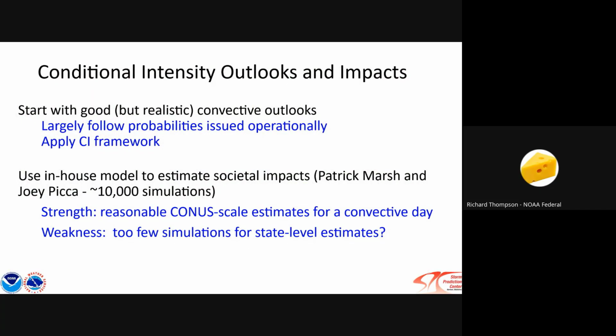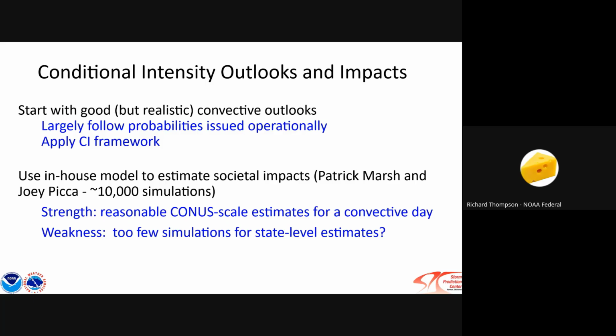This one, part of the vision was that Russ Schneider, the director of SPC, had the idea that we could potentially use this conditional intensity framework to try to estimate directly what societal impacts might be. So what I was tasked with doing was redoing some historical events, and I'll show a few examples before we wrap this up, to see if we can actually estimate what might happen based on the forecast that we're issuing.